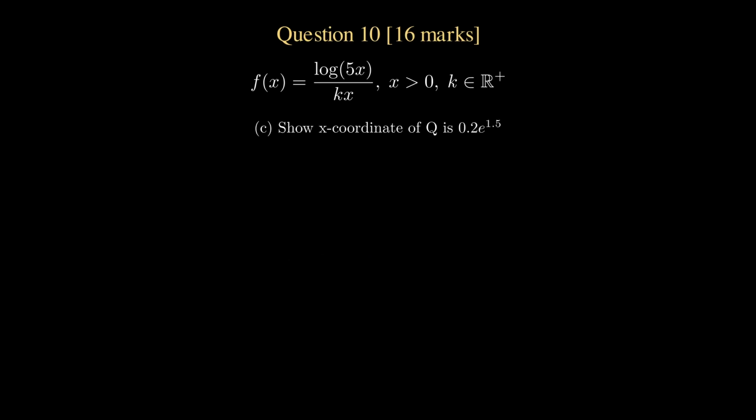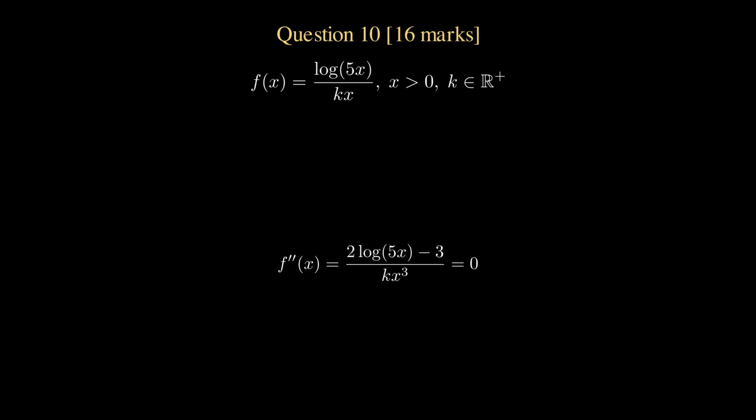Part C. The second derivative is given. Show that the point of inflection Q has x-coordinate 1/5 e to the 3/2. Setting the second derivative to 0, 2 log 5x minus 3 over kx cubed equals 0. This gives 2 log 5x equals 3, so log 5x equals 3/2. Therefore 5x equals e to the 3/2, so xq equals 1/5 e to the 3/2.